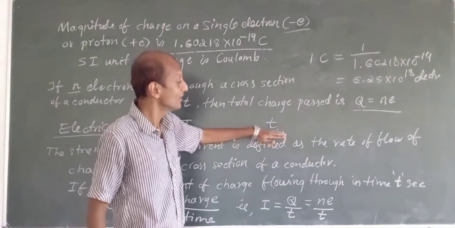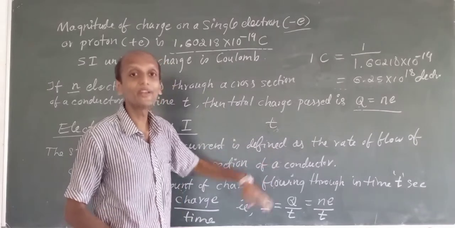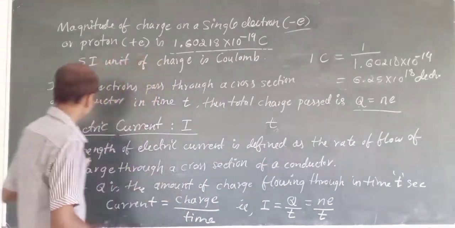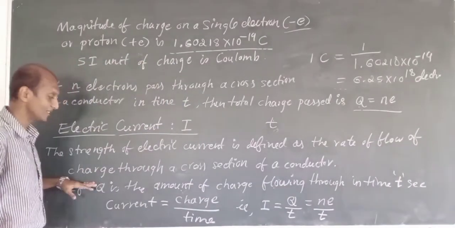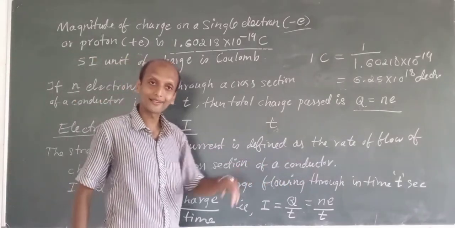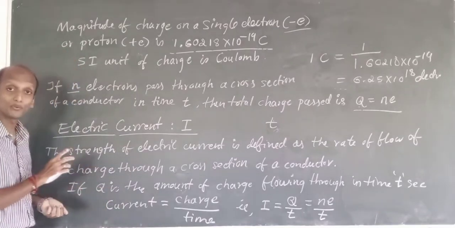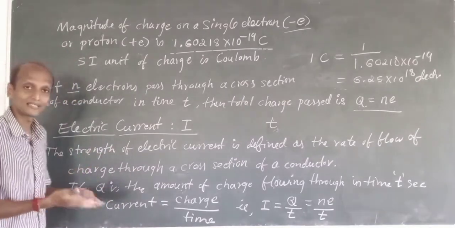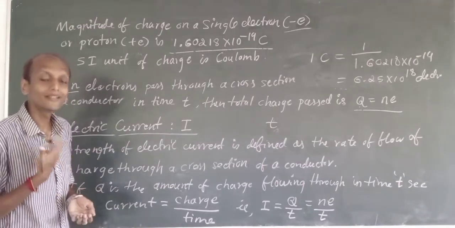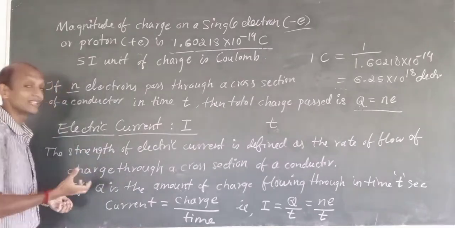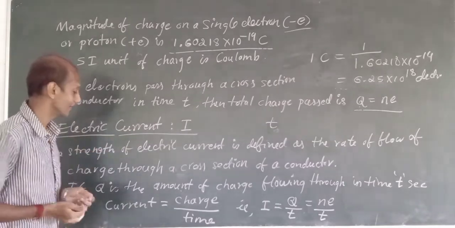Fine? Is that okay? So rate of flow is with respect to time. At what time, how many charges are moving? So the strength of electric current is defined as the rate of flow of charge through a cross section of a conductor. At what time, how many charges are moving, that will decide what your current strength is, through that particular cross section area of a conductor.